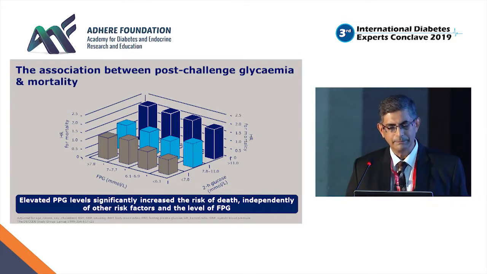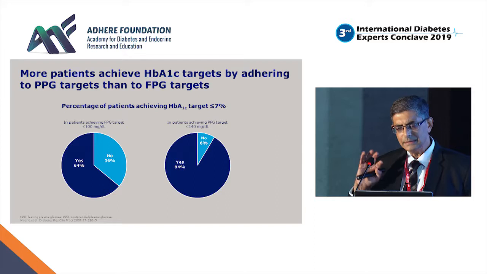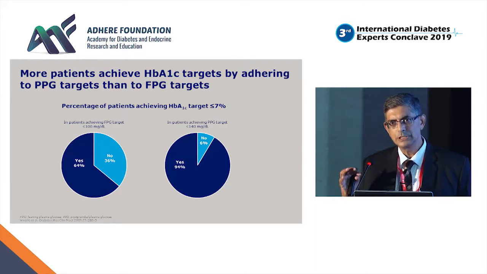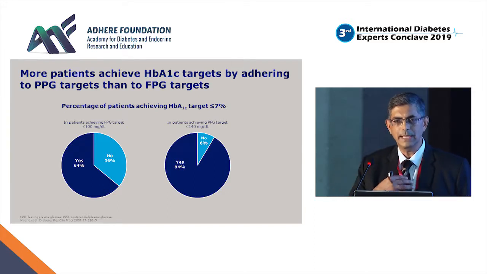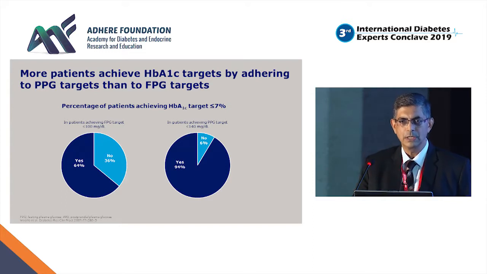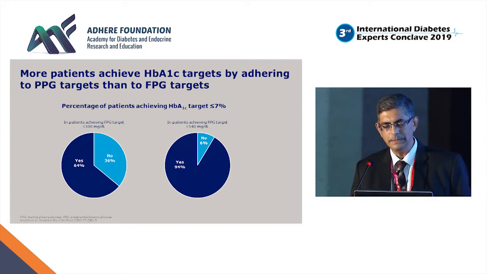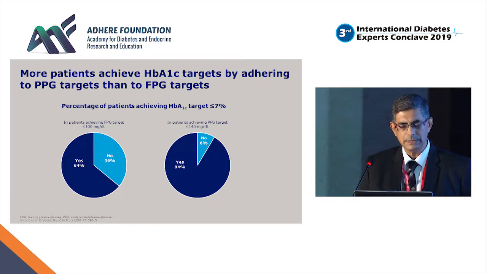Now, if you look at the percentage of people who are achieving targets, if I have to put my bet and say, should I really target my patient for fasting glucose or for a post-meal glucose, what am I going to address first?